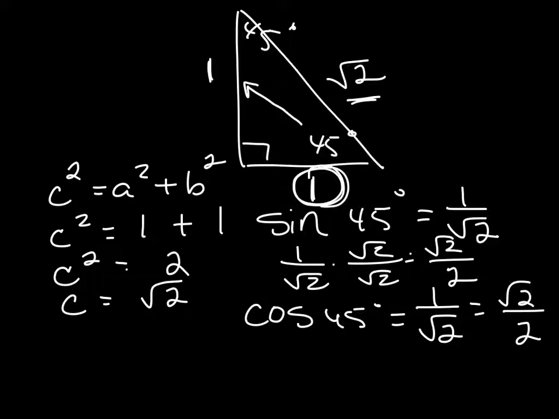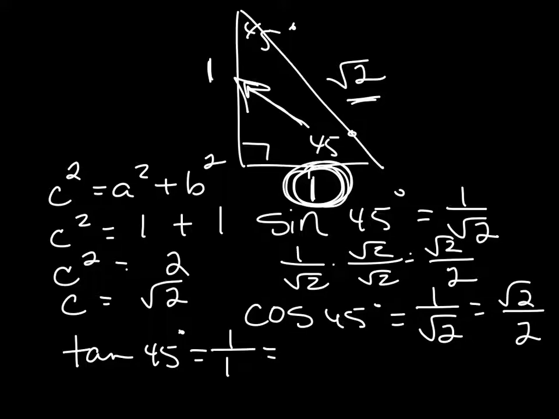Now, if I wanted to do tangent of 45, I would get side opposite over adjacent. So the tangent of 45 degrees is 1. So we do have some basic ones now.